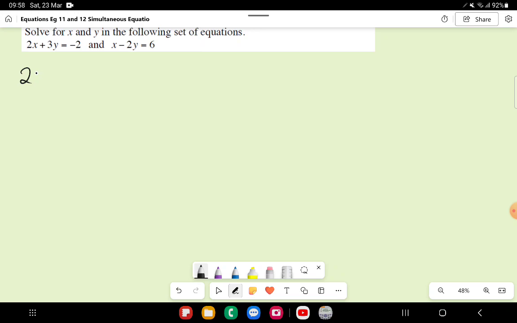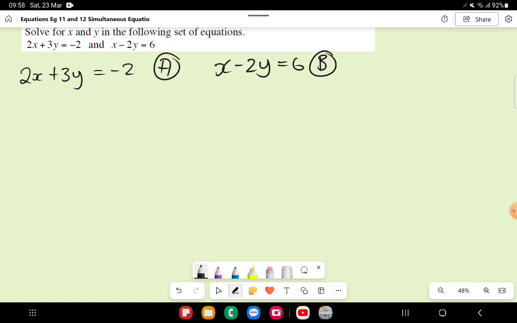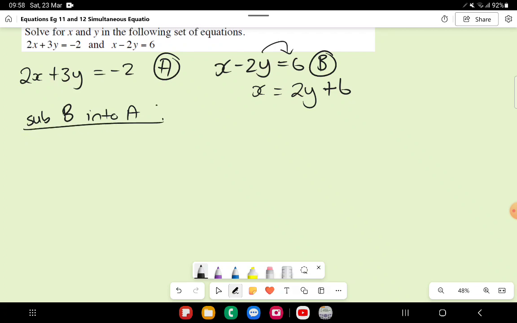So let's write our first equation as 2x plus 3y equals negative 2, and we name this one A. Then we can write x minus 2y equals 6, and we name this one B. So we've got two equations. The most common way is to write one equation in terms of the other and substitute. So we can now use equation B and say x is equal to 2y plus 6. Now I am going to substitute B into A. So instead of x, I'm going to write 2(2y plus 6) plus 3y is equal to negative 2.